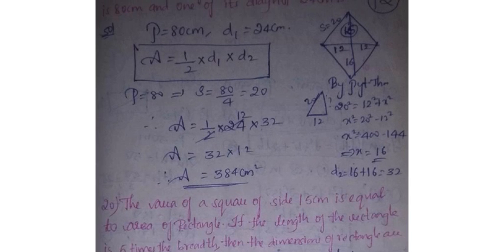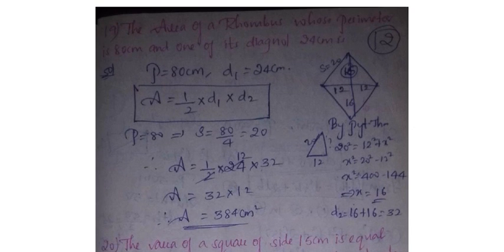See, till the 18th question we have completed in the previous class. Now we shall move to the 19th question. Here, first I am reading the question. The area of a rhombus whose perimeter is 80 centimeters and one of its diagonals is 24 centimeters.